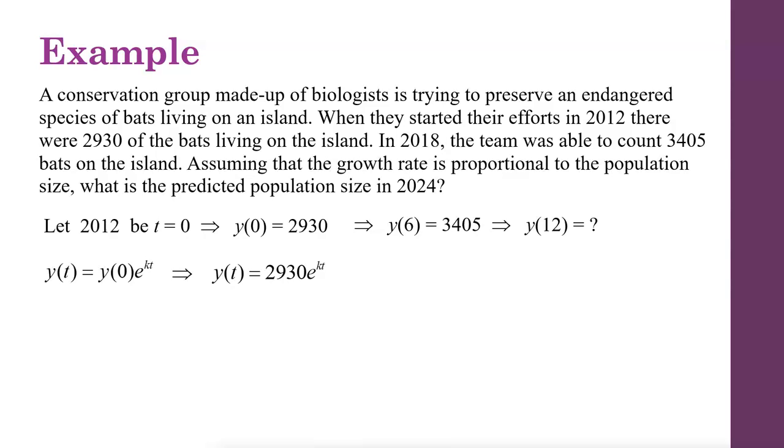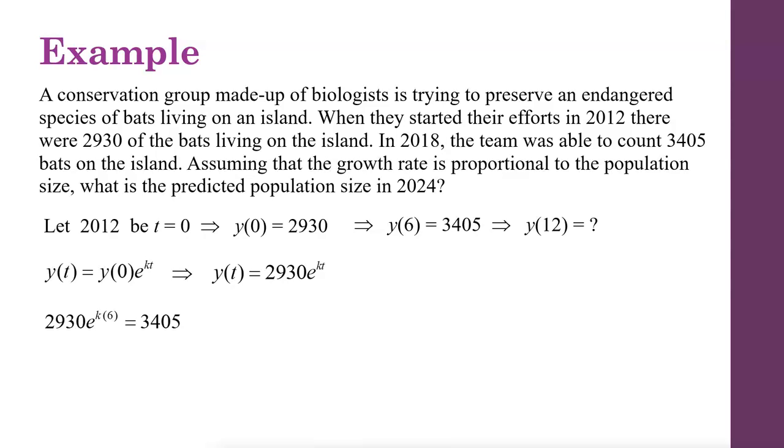Right? So now there are a few things I've got to find before I can find y(12). We need to find out what k is. So what's the growth rate of this population? Using the fact that y(6) is 3,405, we know that if we plug 6 in for t, the answer should equal 3,405. So 2,930 e^(k times 6) is 3,405.